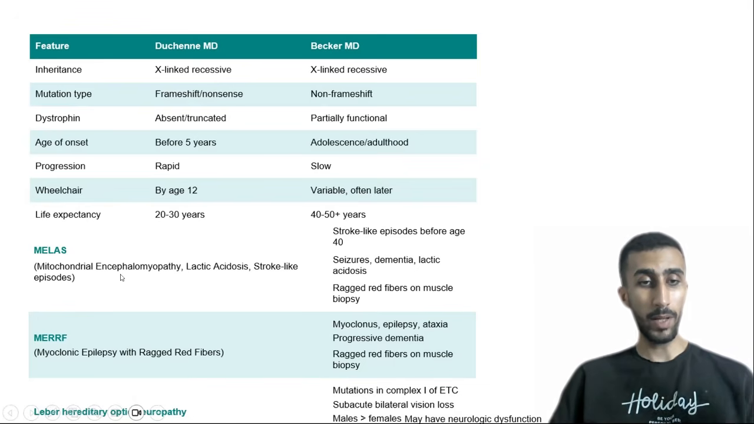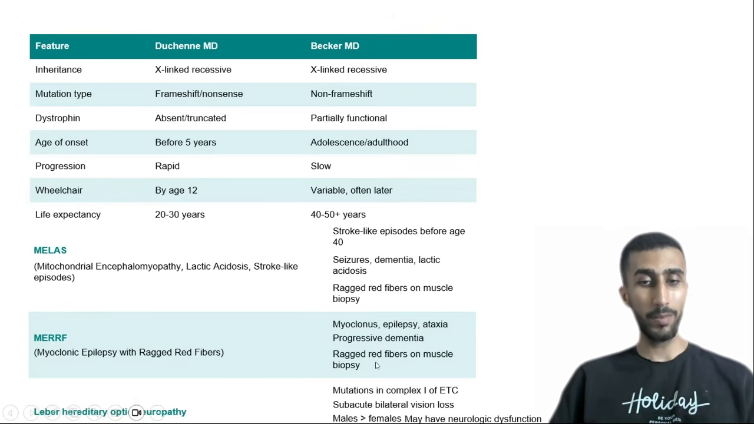So this encephalomyopathy refers to the defect with the brain. So MELAS related, some has brain damage: stroke-like episodes before age of 40, seizures, dementia. Lactic acidosis: ME, mitochondrial encephalomyopathy, LA, lactic acidosis, and S, stroke-like episodes, and of course the ragged red fibers. So this is the way to memorize it.